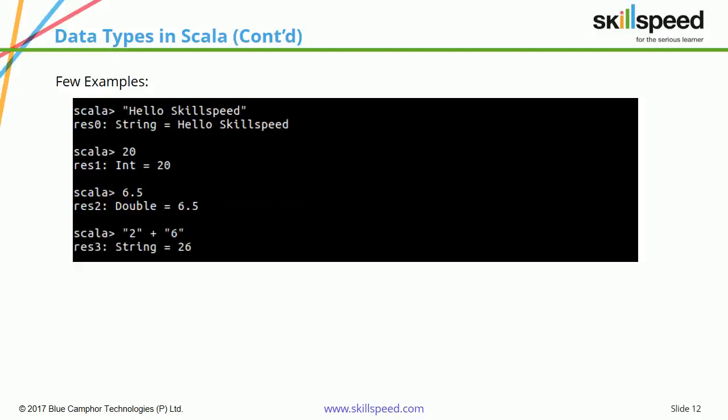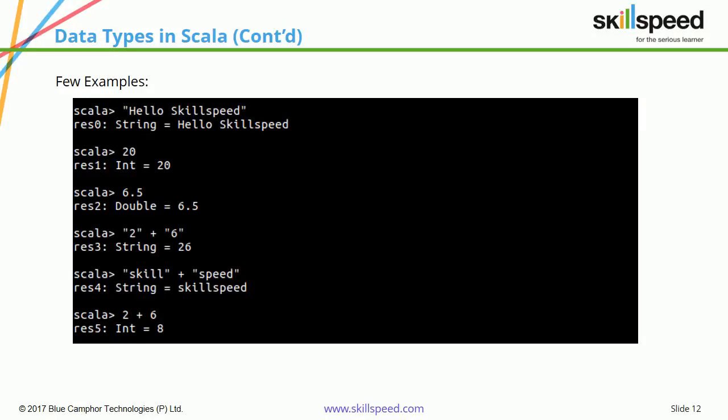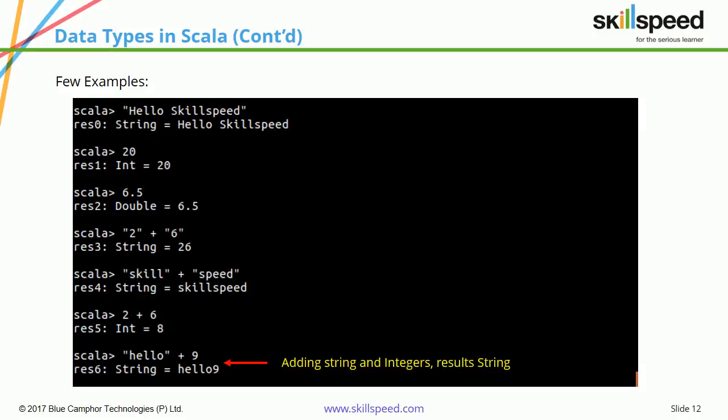And when you say in double quotes "2" plus "6", the concatenation will happen of two strings and the result will be "26" and not an integer. And when you do the same thing for words or letters, you can see that "skill" plus "speed" prints "skillspeed". Now, when you do the same for individual integers without the double quotes, you can see that the result is an integer. For example, 2 plus 6 results in integer 8. Now you can even do the same concatenation with string and integer. So here is an example wherein I am adding "hello" and 9 to produce "hello9".